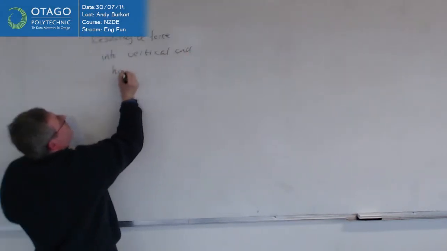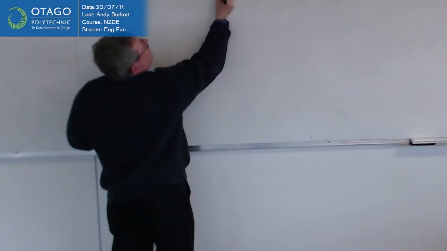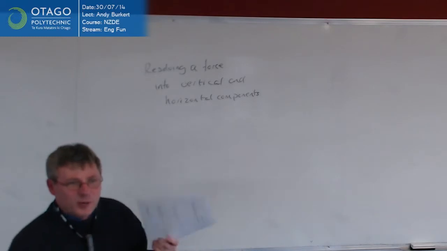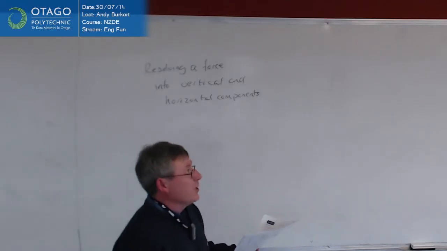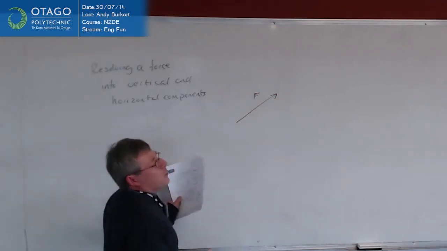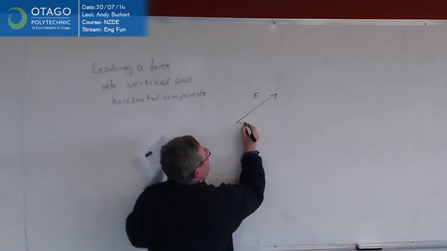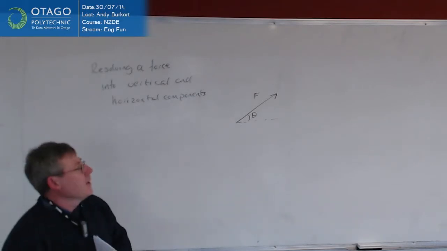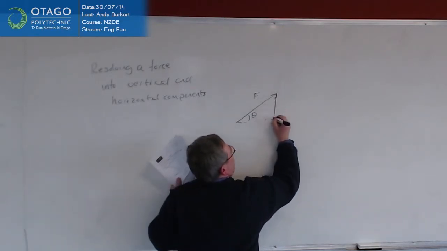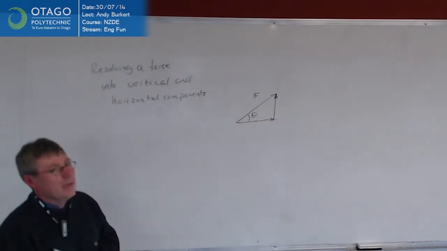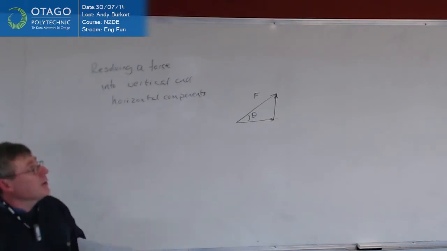Okay, so we're going to look at resolving into vertical and horizontal components. This is just to remind you so you can get the trigonometry right when we do it. Now, I've got a force like that at an angle theta to the horizontal. We want to split that force up into a vertical component and a horizontal component. By trigonometry we can see which is which.